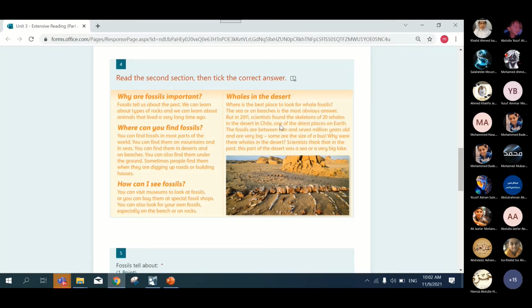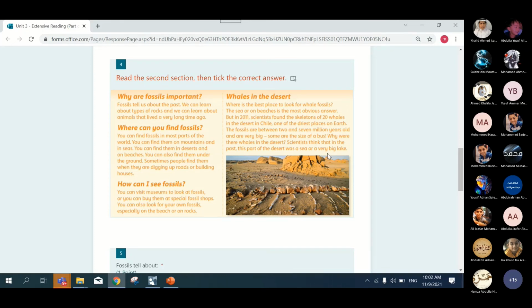Because in old days, millions of years ago, Chile was a sea, not a desert. The fossils are between 2 and 7 million years old and are very big. Some are the size of a bus. Why were there whales in the desert? Scientists think that in the past, this part of the desert was a sea or a very big lake.